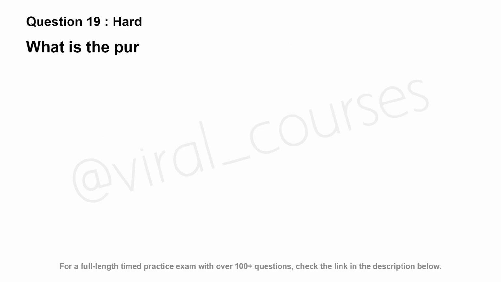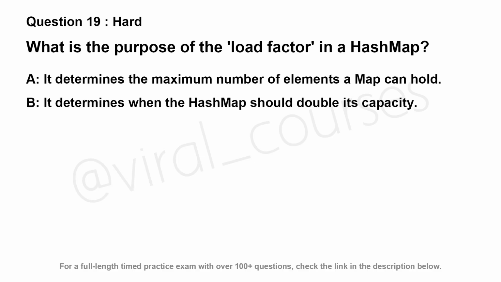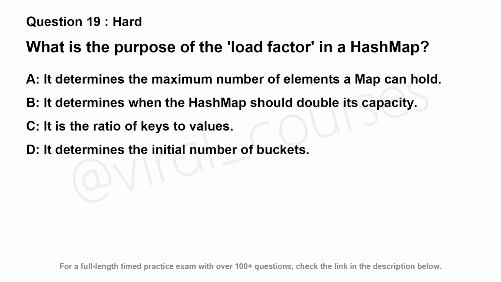What is the purpose of the load factor in a HashMap? Option A, it determines the maximum number of elements a map can hold. Option B, it determines when the HashMap should double its capacity. Option C, it is the ratio of keys to values. Option D, it determines the initial number of buckets.